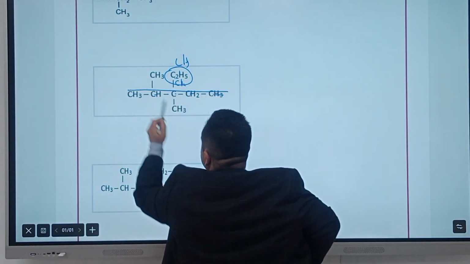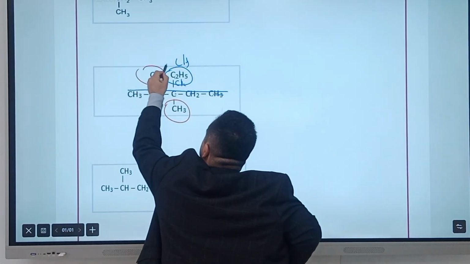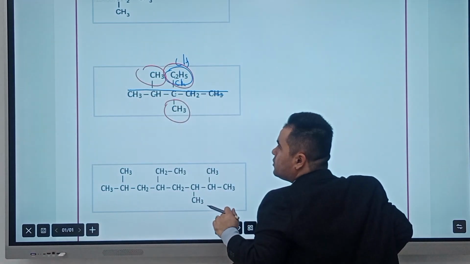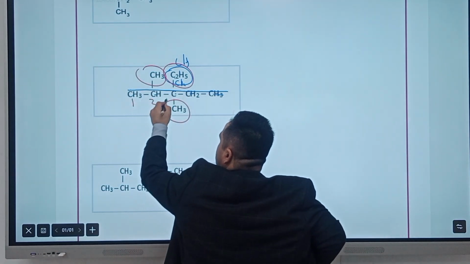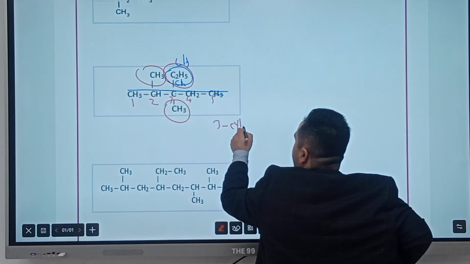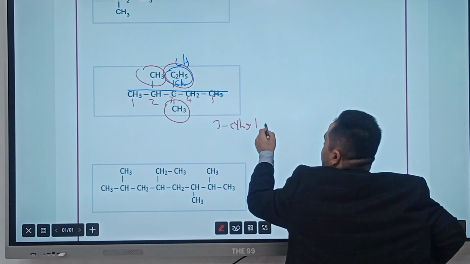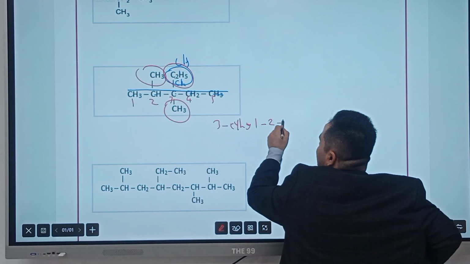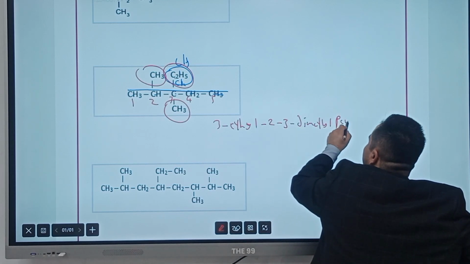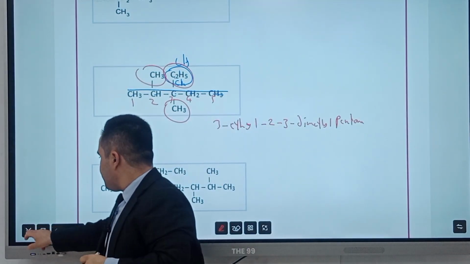So the longest parent is this, guys, the longest chain. Then we have got 3 alkyl groups. From this end, the second. From that end, the third. So you have to start from this end. 1, 2, 3, 4, 5. On the third, what do we have? 1 ethyl, so 3 for the position, and then on the second and the third dimethyl pentane. The parent is 5, which is pentane.